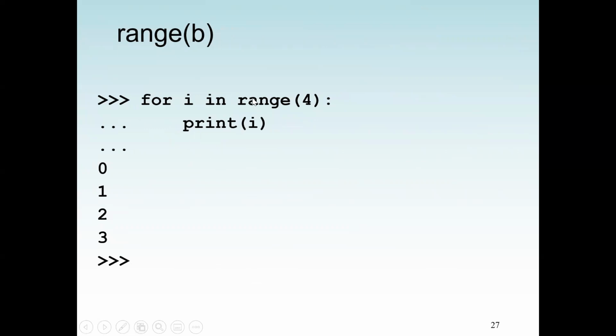Now here we say for I in range 4. Range 4 means we start from 0 and end at 3. So print I: 0, 1, 2, 3.